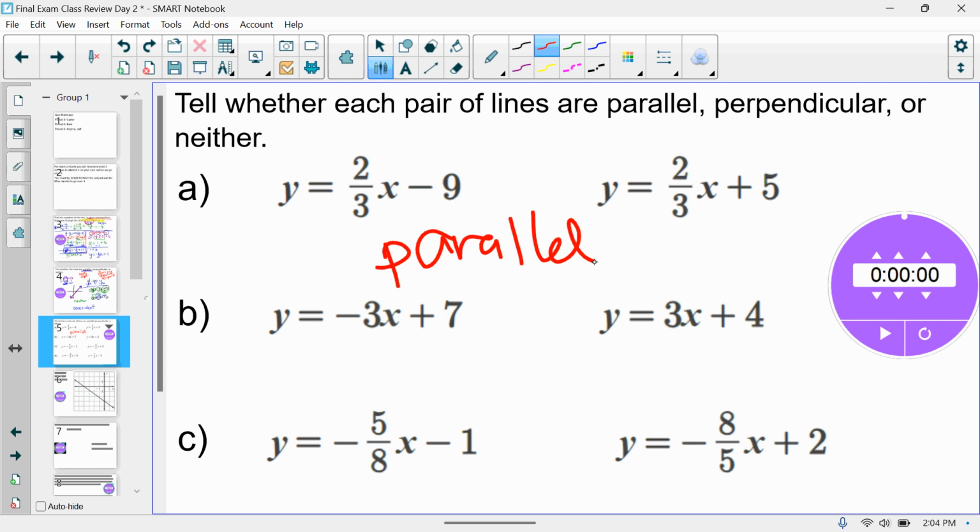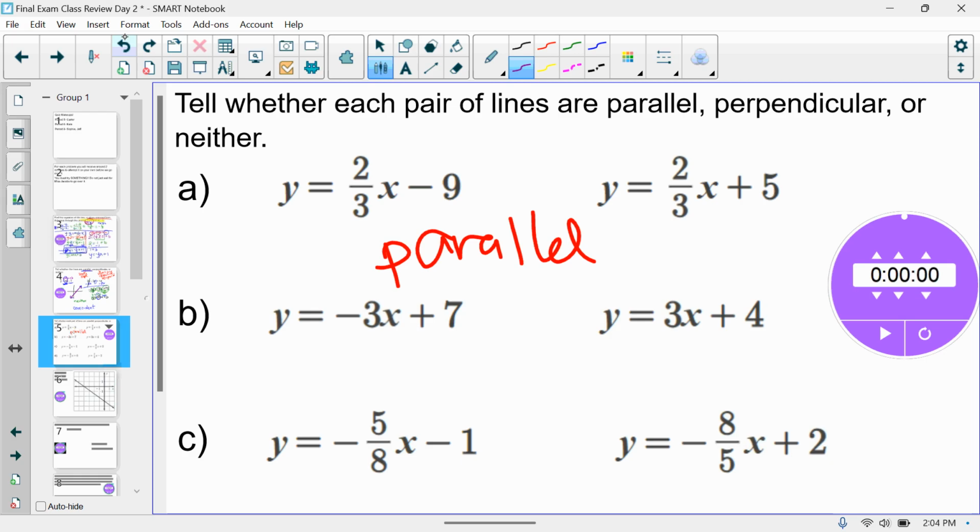Okay, the next one, we have -3, but then +3. So we definitely don't want to say parallel, because they have to be the same number to be parallel. Now, those are opposite, okay, but to be perpendicular, they have to be opposite and reciprocal.